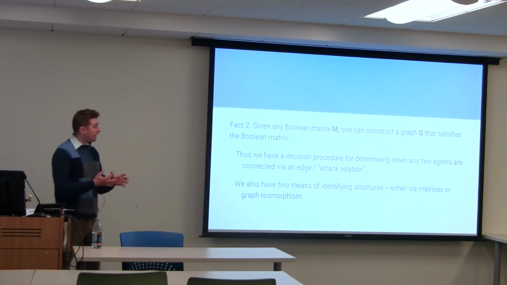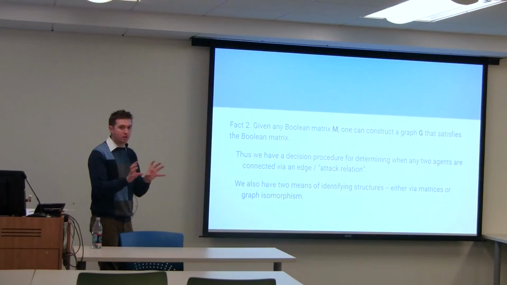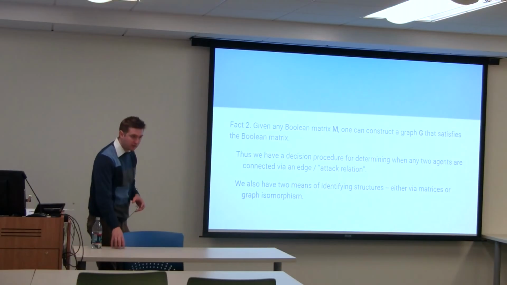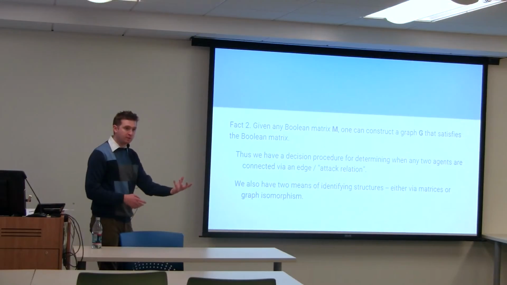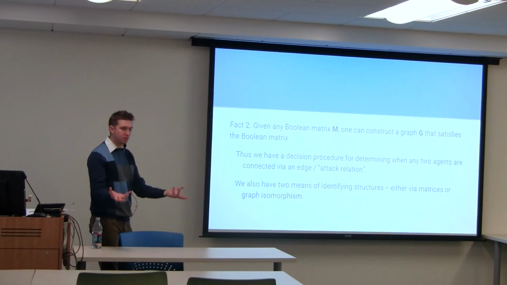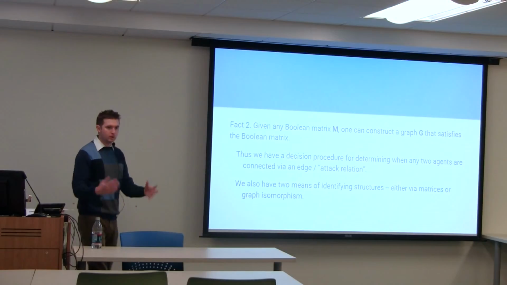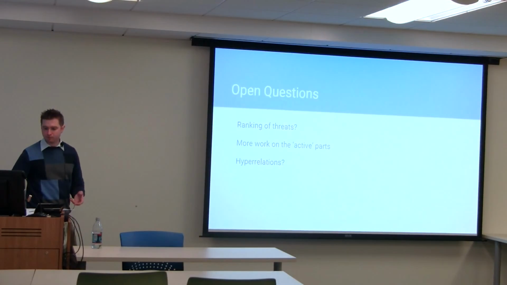And we also have two ways of discerning whether two structures are identical or not, which is either through looking at the matrices, which determine the graph, or looking at the graphs and defining a function of isomorphism between them. And the graphs, as I said, can determine the matrices, or the matrices can determine the graphs. Either way, effectively you're looking at the same structure.